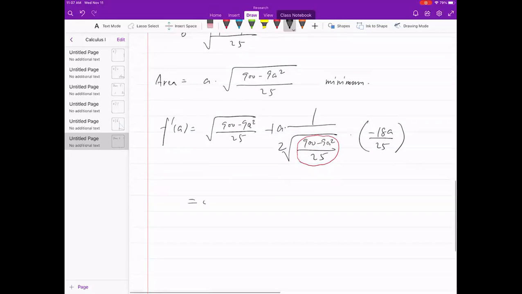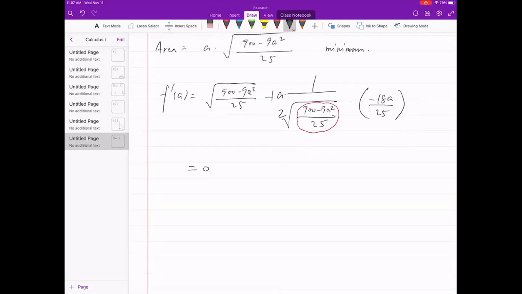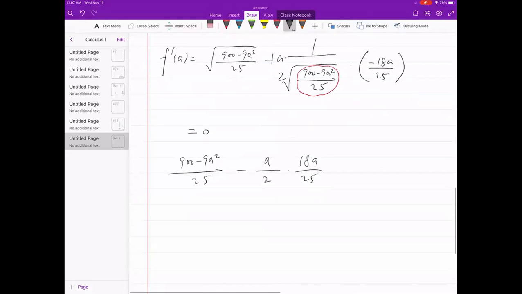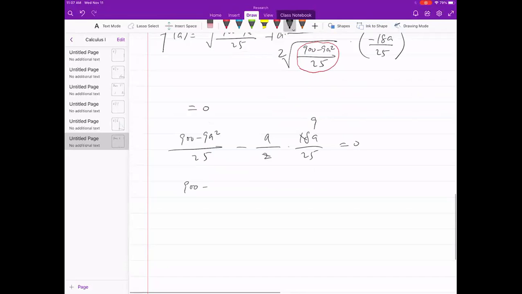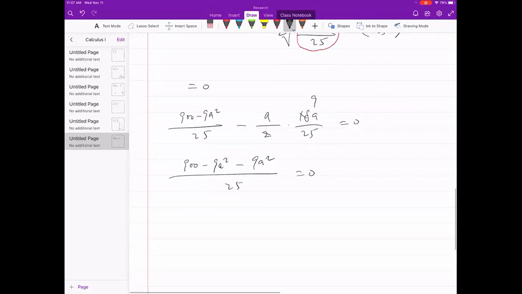Now set it to be 0. No, it's not too bad. You can times the denominator on both sides. Square root times itself becomes this. Plus becomes minus. You have a, you have 2, you have 18a, you have 25. That is 900 minus 9a squared minus 9a squared again, divided by 25 equals 0. This gives you a squared times 18 equals 900.